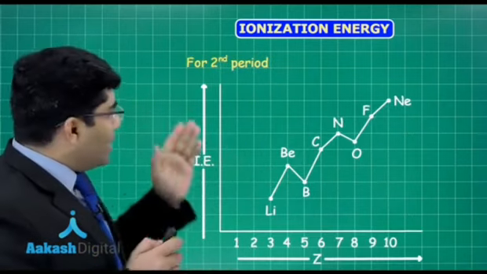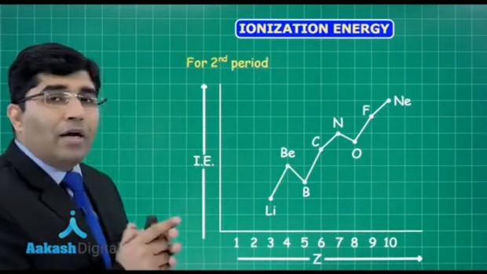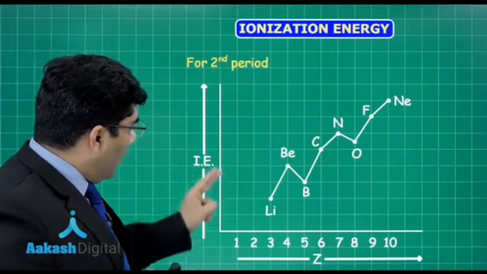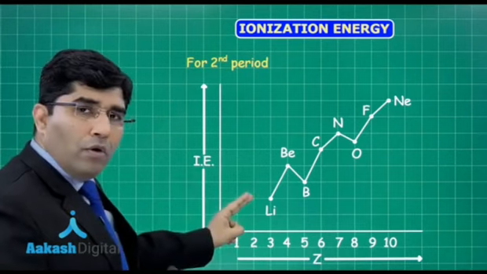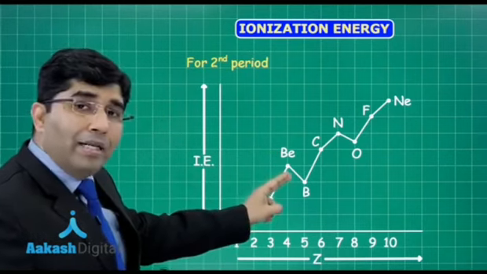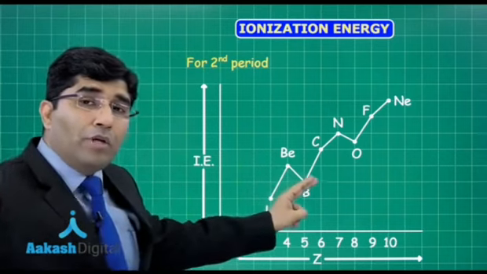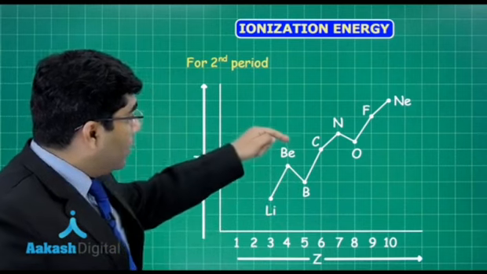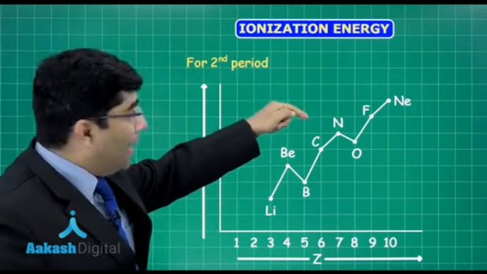So this is a graph of ionization energy versus the atomic number, and you can see that the ionization energy of lithium is very low. Beryllium, it increases. Boron, it decreases. It should increase because we are going across the period. But in the case of boron, it is decreasing. Then carbon, it is increasing. Nitrogen, again increasing.